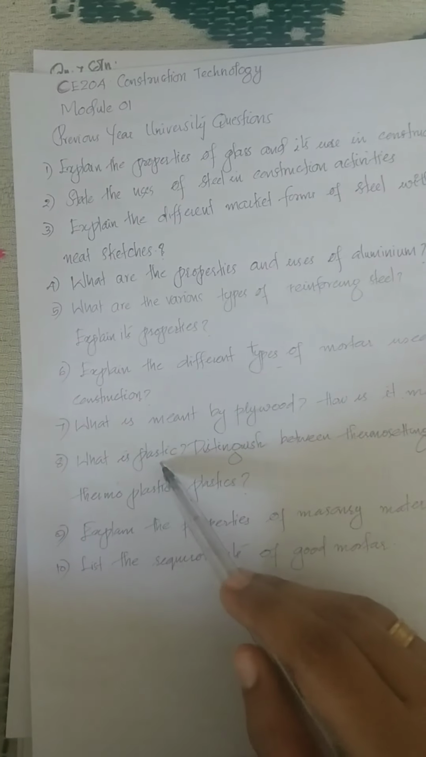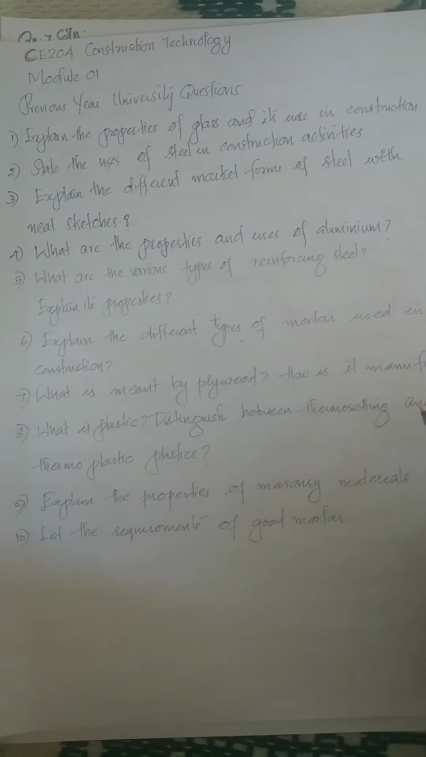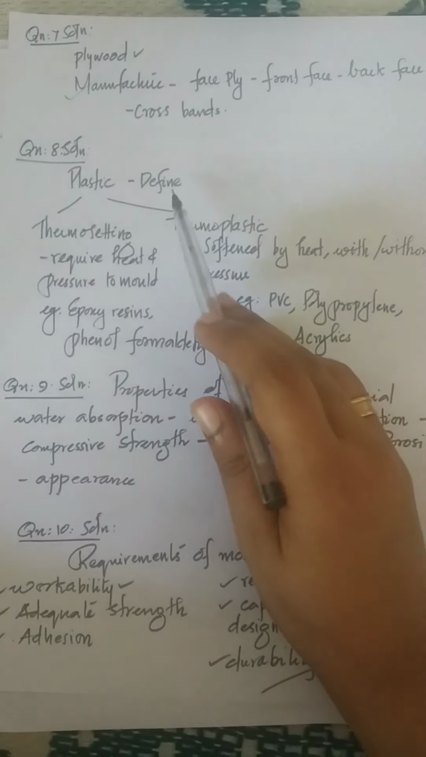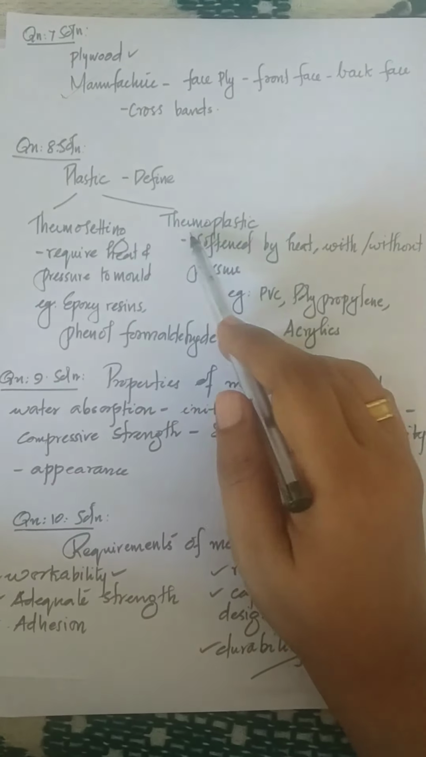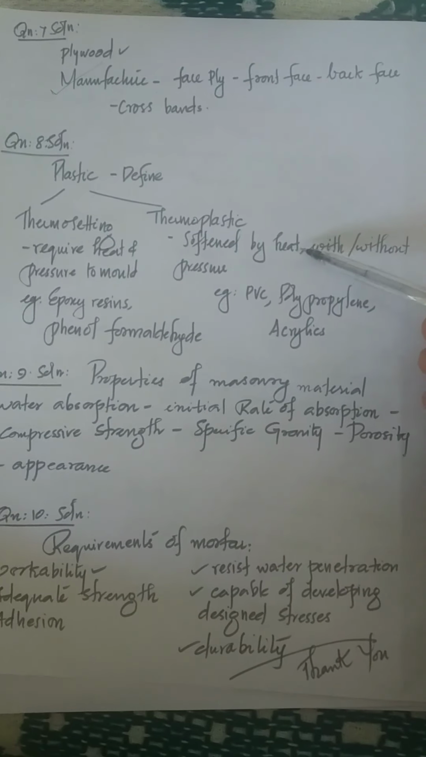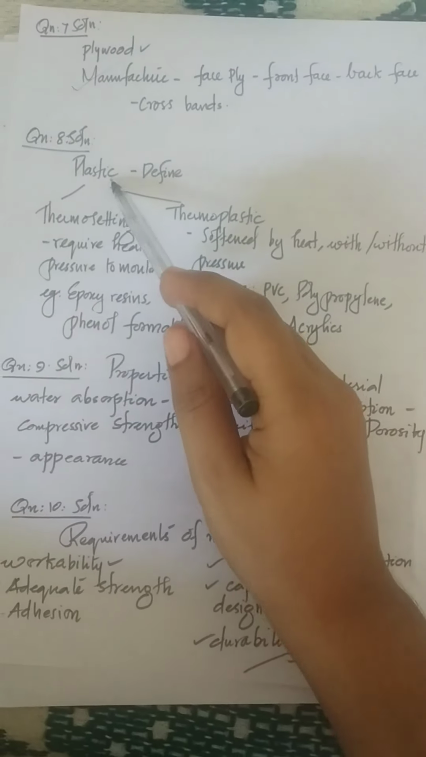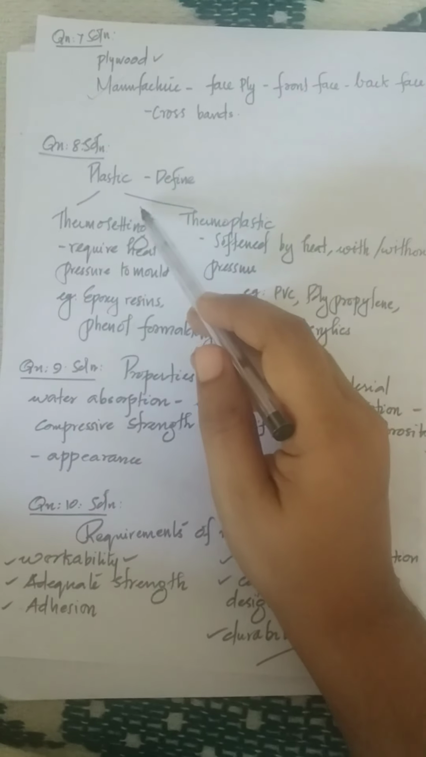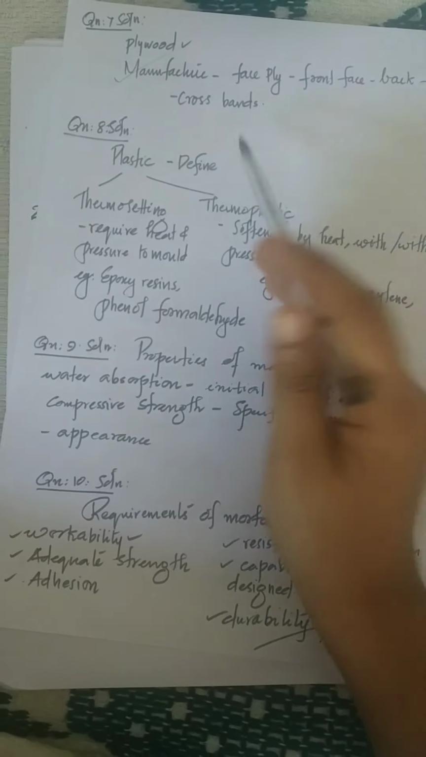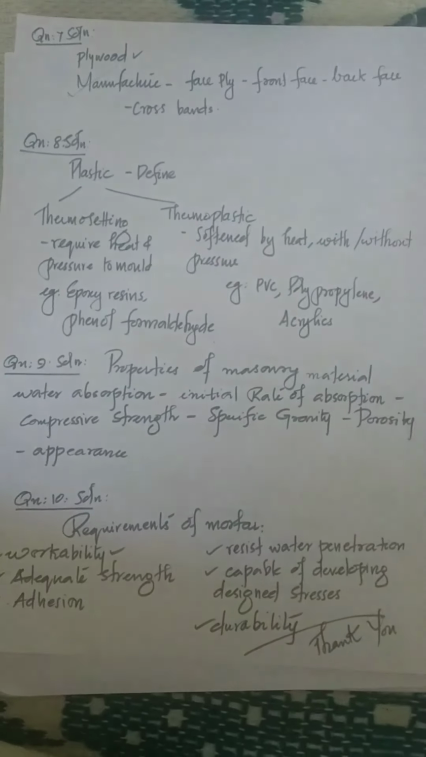Moving on to the eighth question: what is plastic, and distinguish between thermoplastic and thermosetting? These are the two types of plastic. So first of all, you should write what plastic is, followed by the definitions of thermosetting and thermoplastic types along with examples. The example is very important. In a theory paper, examples and diagrams are very important. So you should write it in detail.